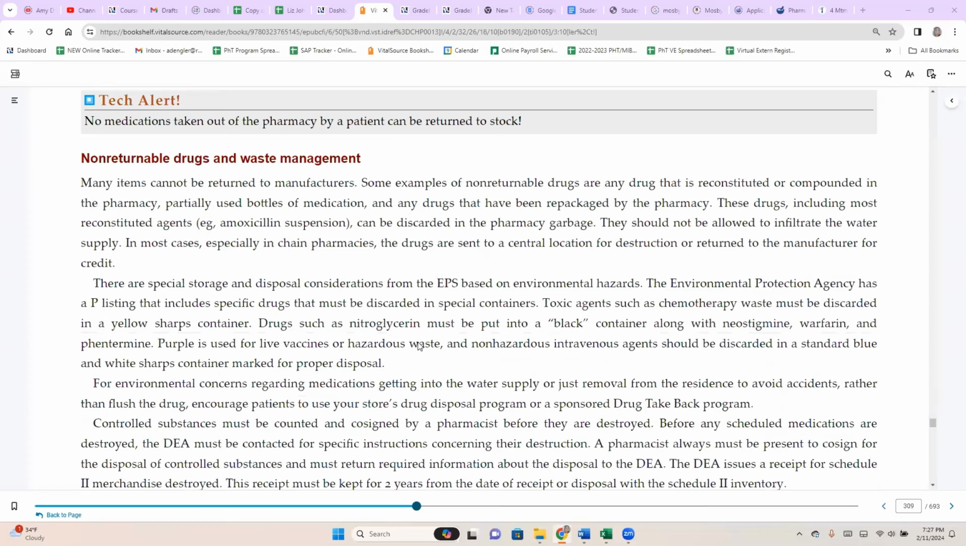Many items cannot be returned to manufacturers. Some examples of non-returnable drugs are any drug that is reconstituted or compounded in the pharmacy, partially used bottles of medication, and any drugs that have been repackaged by the pharmacy. These drugs, including most reconstituted agents, can be discarded in the pharmacy trash.